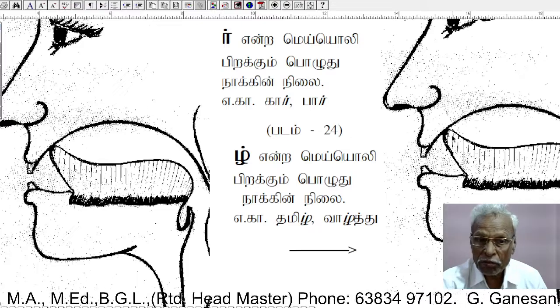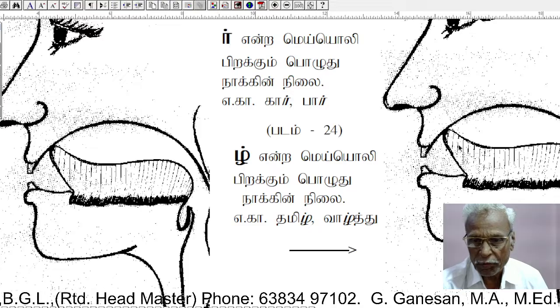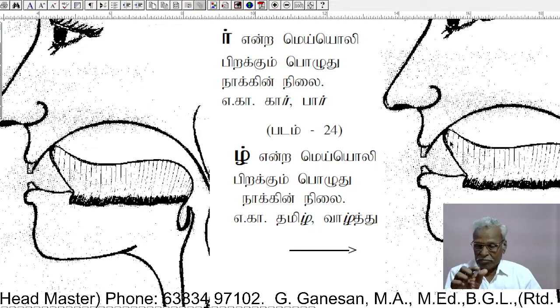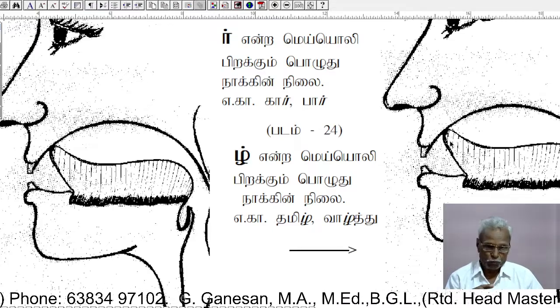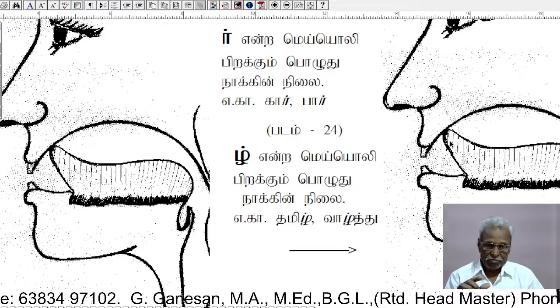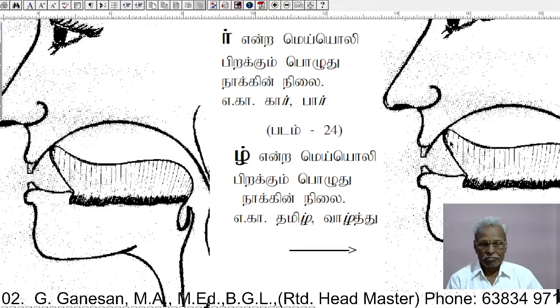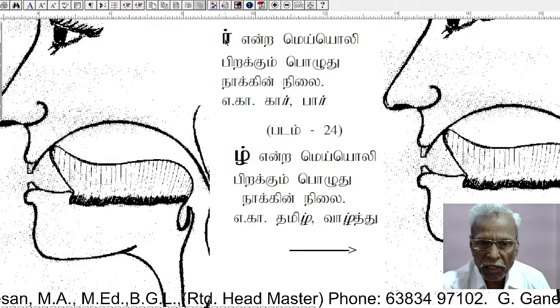In the pronunciation of ழ, the tongue is very stiff, but in the pronunciation of ள the tongue is rather wider. The tip of the tongue is rather wider, and it is not stiff. That is the difference between the pronunciation of ள and ல.